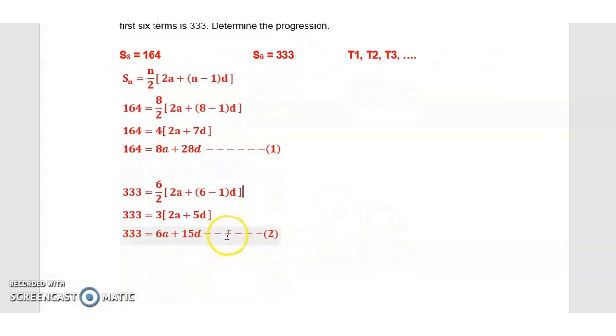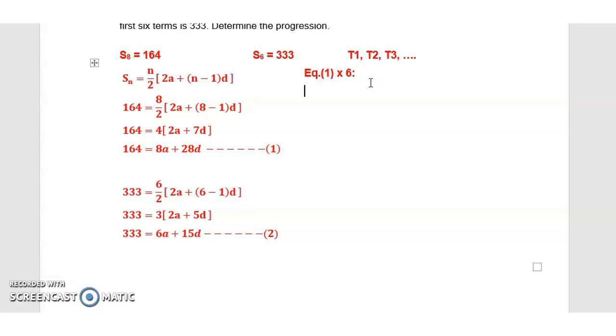Okay, now look at how to eliminate a or d. So let's say I want to eliminate a first. Okay, so how to eliminate a? So this one the multiplier is 8. So this one the multiplier is 6. So how to eliminate a? Equation 1 multiply by 6 and equation 2 multiply by 8, so that a will get the same multiplier. So equation 1 multiply by 6.